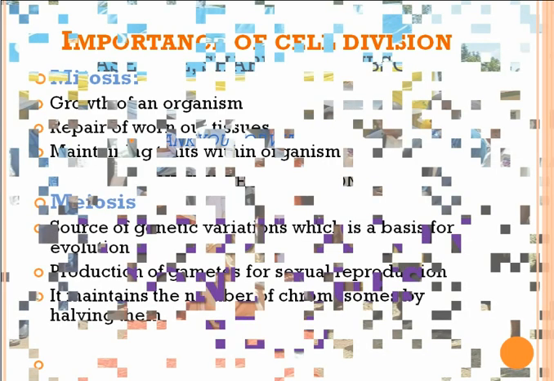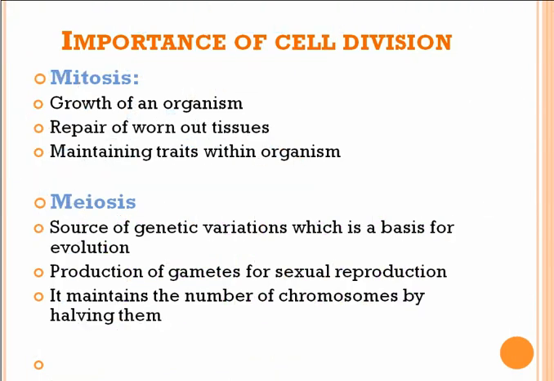For the case of meiosis, we see that the cells formed are always different from the parent, meaning that variations are there, genetic variations. So it is a source of genetic variations, and we know very well that evolution is based on genetic variations. Another one, it is very important in the formation or production of gametes which are involved in sexual reproduction. Another thing is that it maintains the number of chromosomes.